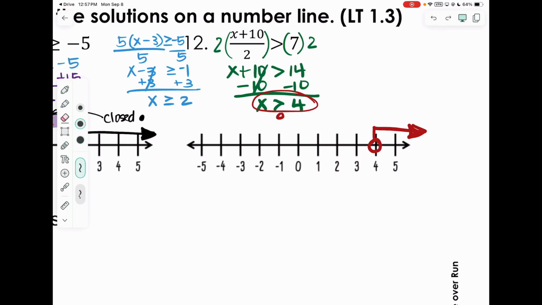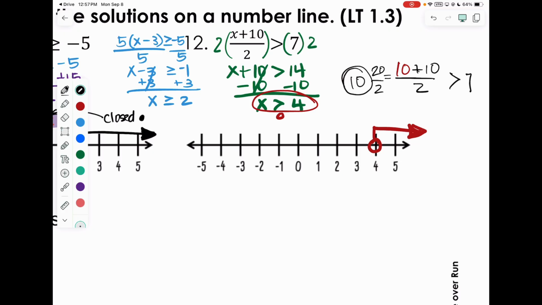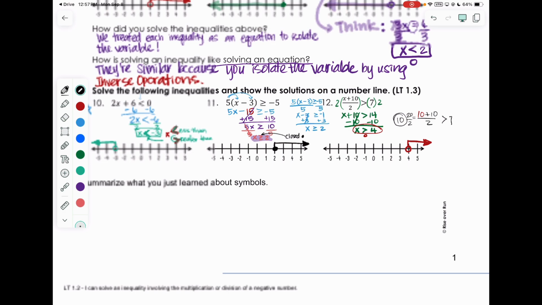Okay, so we go back to the original and we put in 10 for x. Add 10, divide by 2. That's 20. Divide by 2 is 10. Is 10 greater than 7? Yes. Make sure you go back to the original. Okay? All right, here we go.